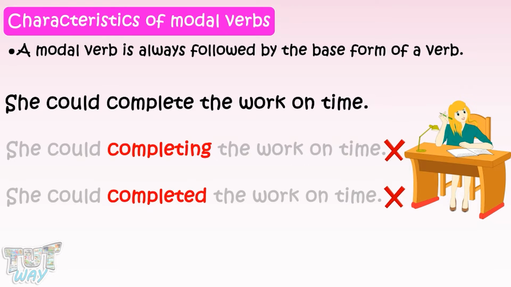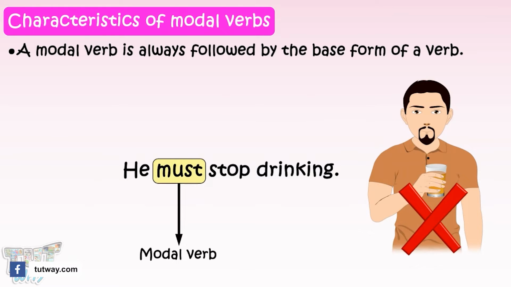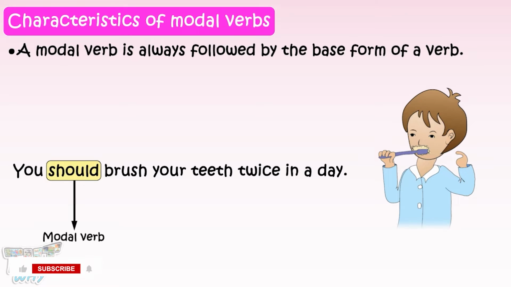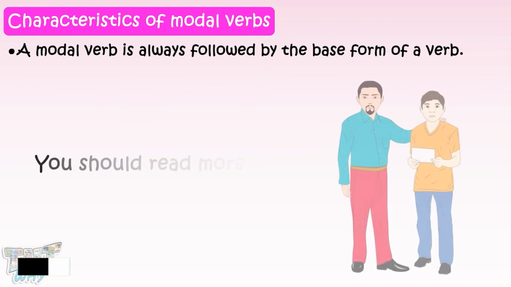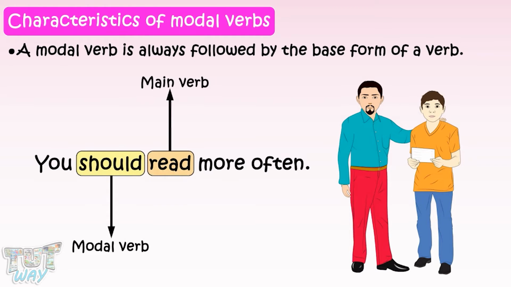Here are many examples for you. He must stop drinking. Here, the modal verb is must, and the main verb is stop, which is in its base form. You should brush your teeth twice a day. Here, should is the modal verb, and brush is the main verb, and you can see the main verb is in its base form. You should read more often. Here, the modal verb is should, and read is the main verb, and you can see read is in its base form.